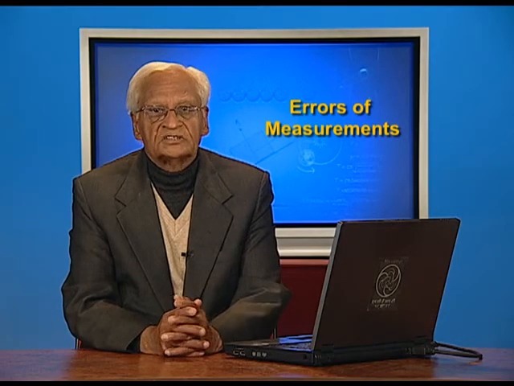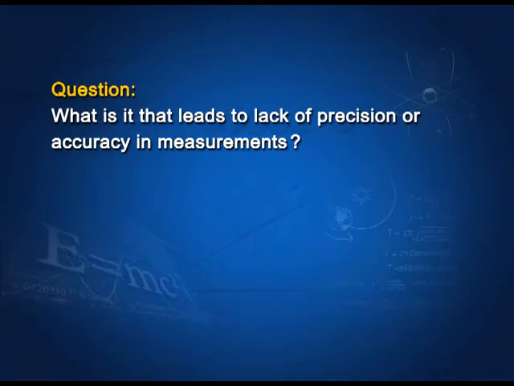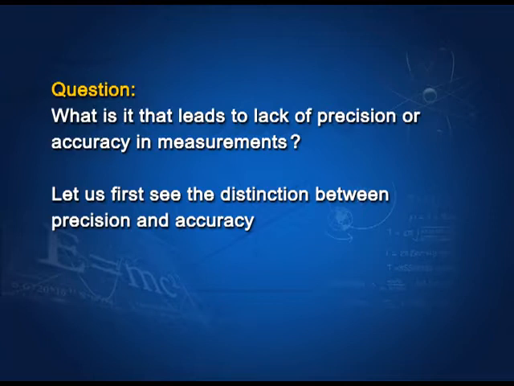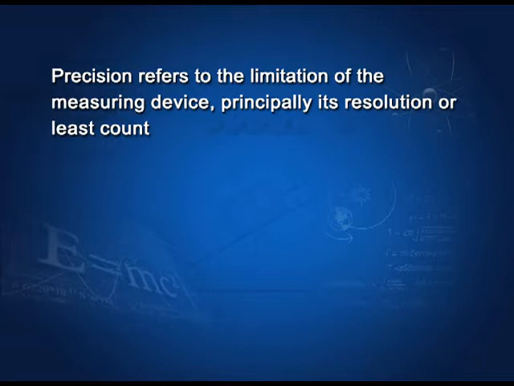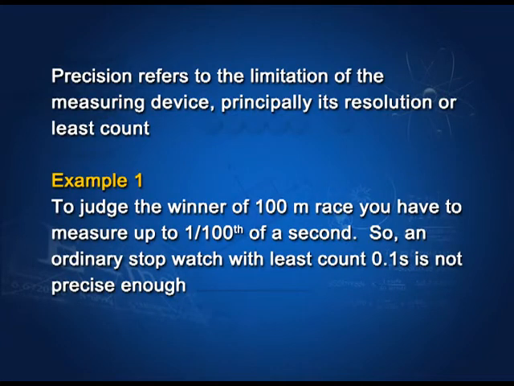So, we may ask a question: what is it that leads to lack of precision or accuracy in measurements? Let us first see the distinction between precision and accuracy. What is precision? Precision refers to the limitation of the measuring device, principally its resolution or least count. Example: to judge the winner of a 100-meter race, you have to measure time to the accuracy of 1/100th of a second. So, an ordinary stopwatch with least count 0.1 second is not precise enough.